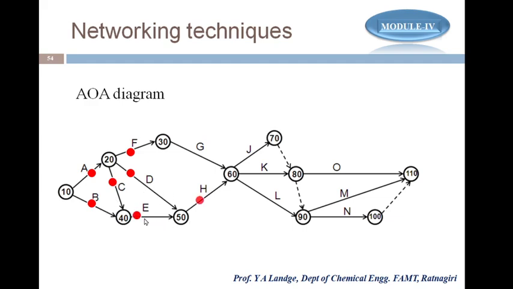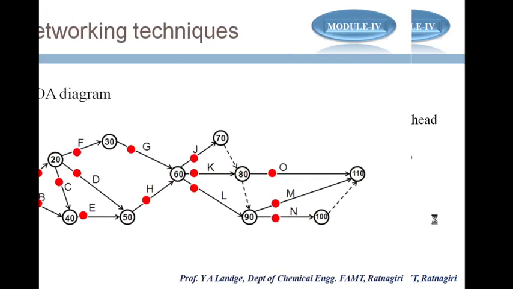Then as D and E are completed, then H starts. Similarly, once F is completed, G starts. And these are the nodes. These circles are showing the nodes. And once G and H are completed, then J, K, L will start, because for J, K, L, G and H are the predecessors. And after that, M starts only when J, K, L is completed, as well as O starts when J and K are completed, and N will start when J, K, L are completed, because these are the predecessors.